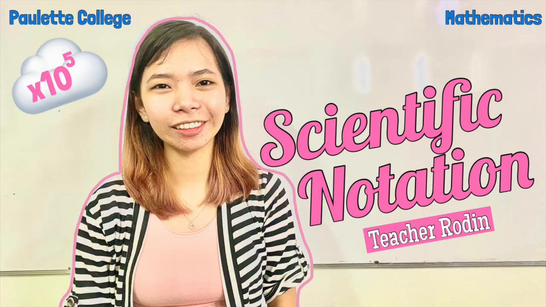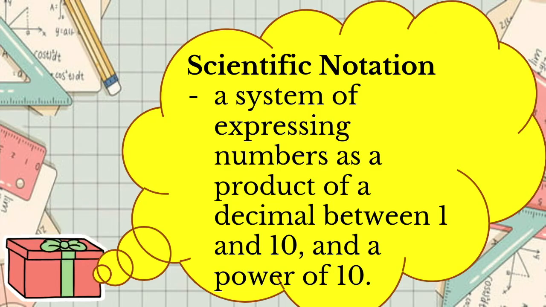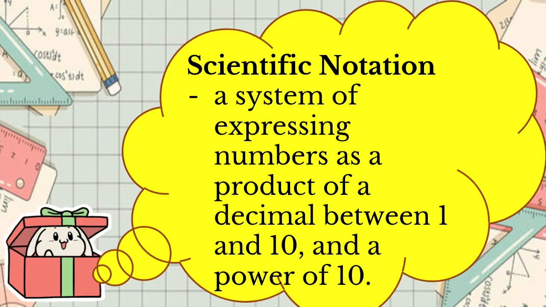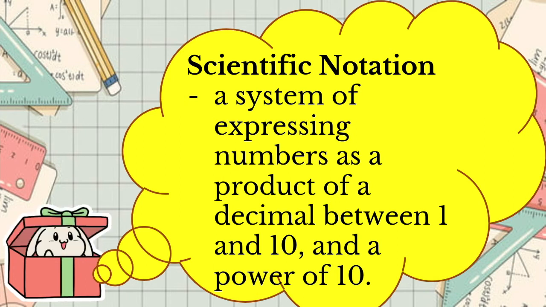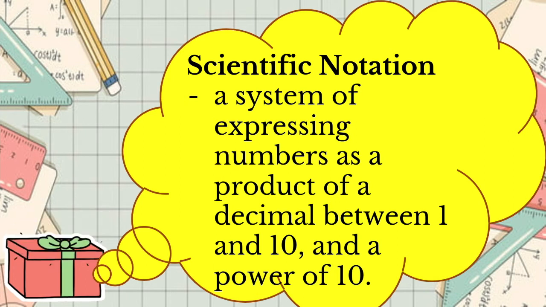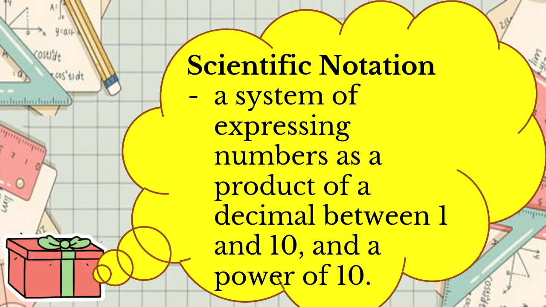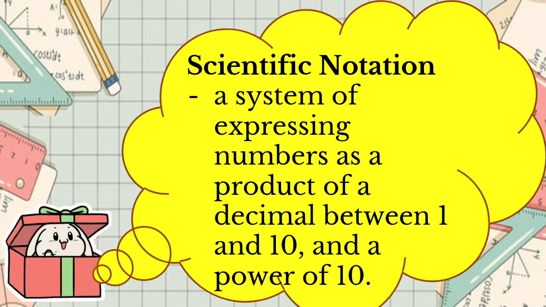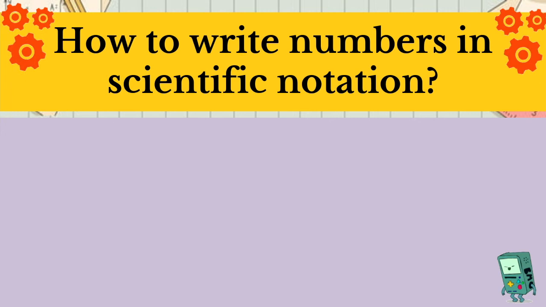So, what is a scientific notation? A scientific notation is a system of expressing numbers as a product of a decimal between 1 and 10 and a power of 10. We are using scientific notation in order to easily represent numbers that are either very large or very small. So today, we are going to talk about how to write numbers in scientific notation.